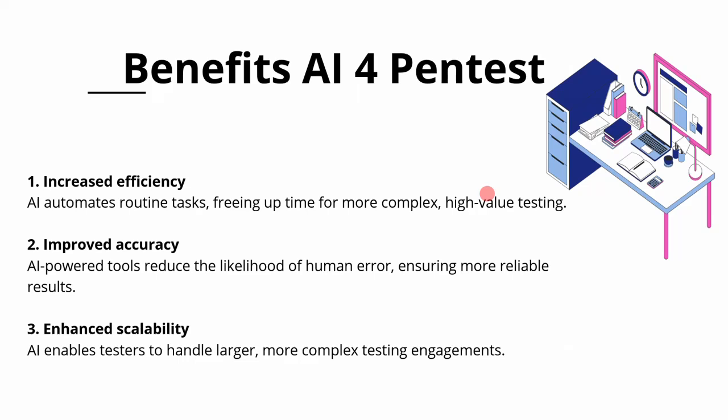Okay, so that's it. And there are benefits of using AI for pen testing. One is increased efficiency. AI automates routine tasks, making time available for you to do more complex, high-value testing and stuff like that. So it simplifies the entire process. The second is improved accuracy. This is one of the reasons I love using AI for pen testing so much. You are sure that the accuracy level will be enhanced, because it reduces the likelihood of human error, ensuring more reliable results. So you can trust the results more when you use AI to do some of the stuff that we do.